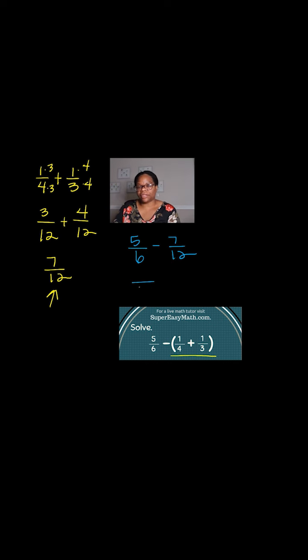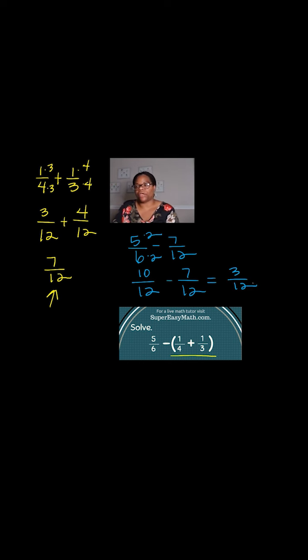Well, now I need to change the denominator of the first fraction, and I know it's going to be 12 because 6 can go into 12 evenly. And 6 times what's going to give me 12? The answer would be times 2. So I have 10 here. And the 7 over here just gets brought down. And so now my problem is 10 minus 7, which is 3 over 12.